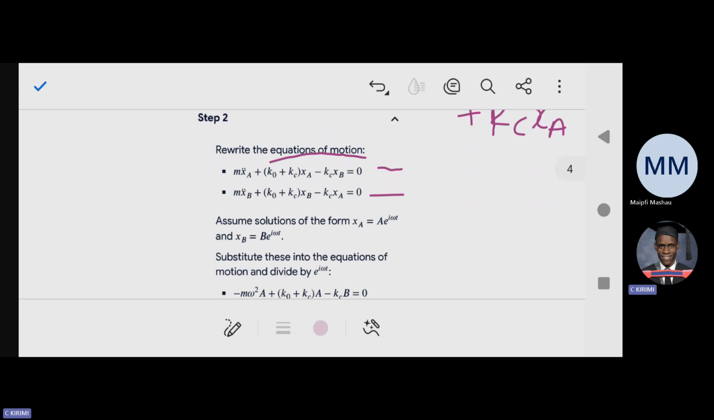So we assume solutions of the form A, where x is equal to A e to the power i omega t. It's a complex root. This is the root we were discussing the other day, where I was telling you if it's a solution to this differential equation, when you substitute it back here, it will satisfy the what?